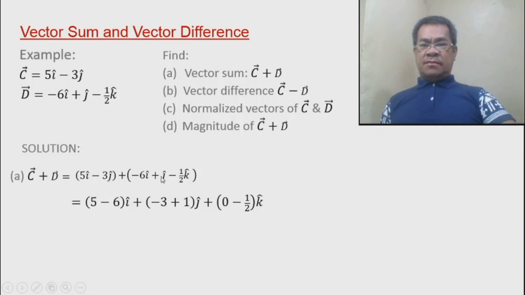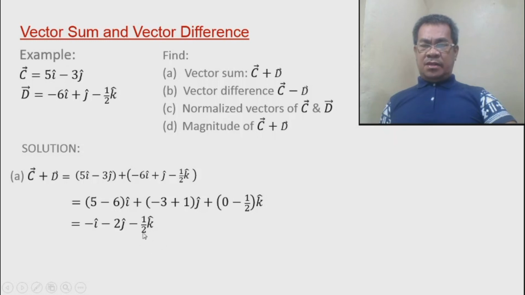So when you remove this one, this will become plus. And this one removed will become 0. By the way, this is 0. Why? Because there is no k component here. So it should be 0 minus this, because this is negative. So then that's it. This is negative 1, negative 2, and this is negative 1 half.